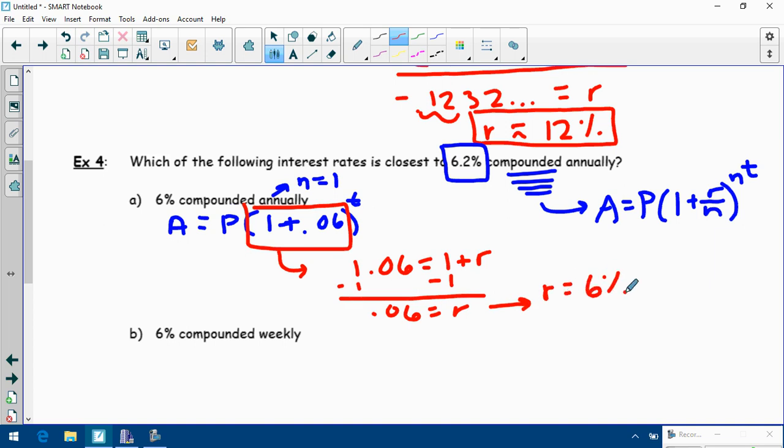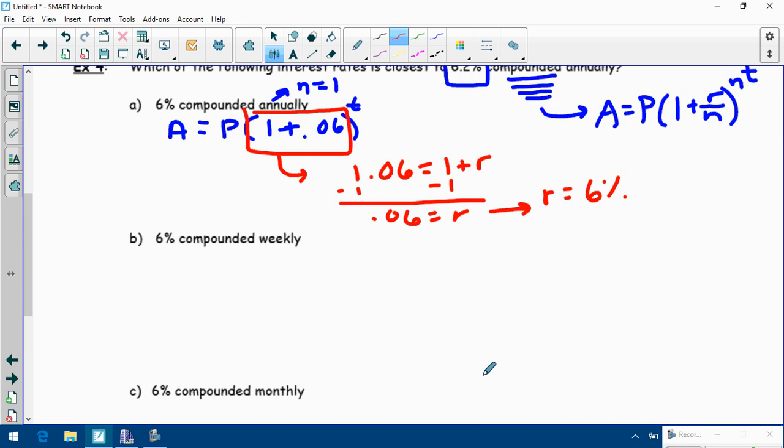So when it's compounded annually, it's easy. If it's compounded annually at 6%, that's the annual percent increase. But we're comparing it to 6.2%. So far, we've got 6% as the closest. Next one, compounded weekly. So if I'm compounding weekly, what would n be? You know how many weeks are in a year? You should, but I feel like most students don't. Someone out there said 52. That's correct. There's 52 weeks in a year. So if it's compounded weekly, n is 52.